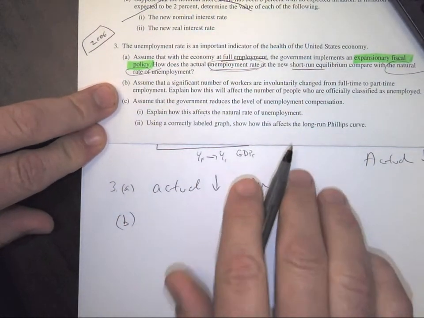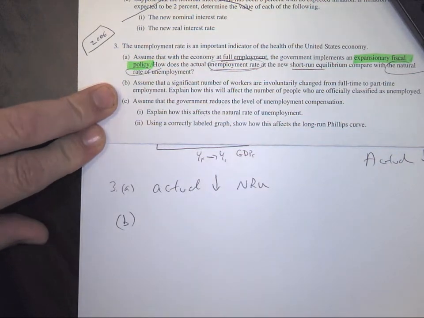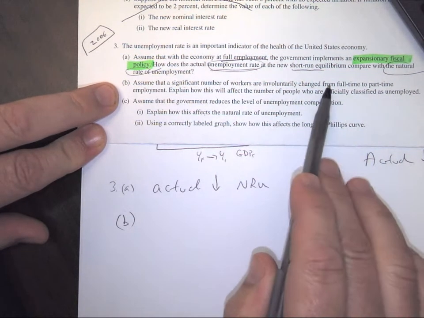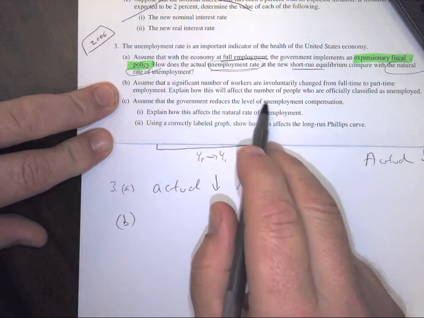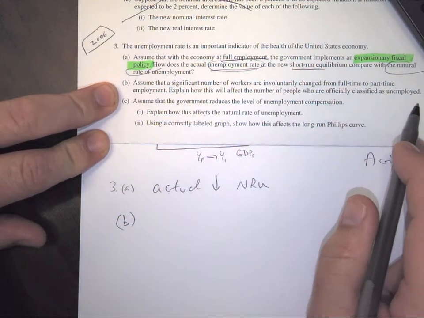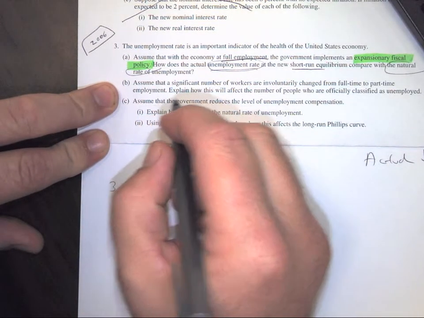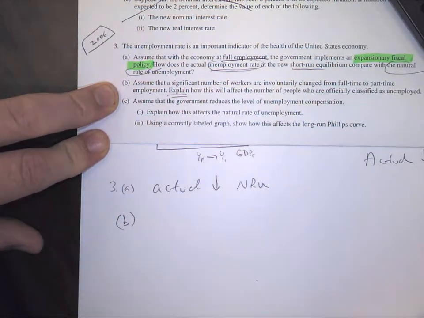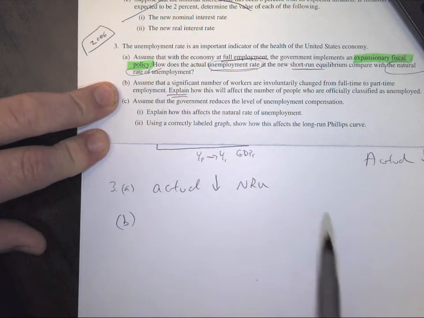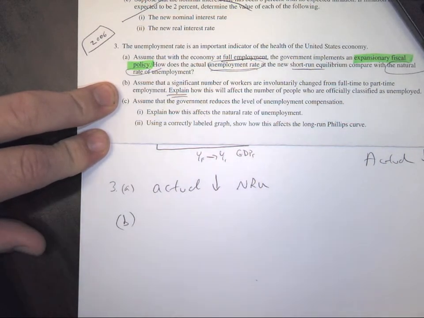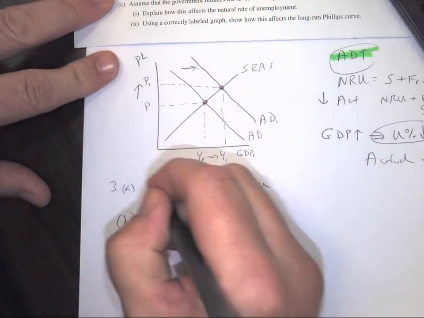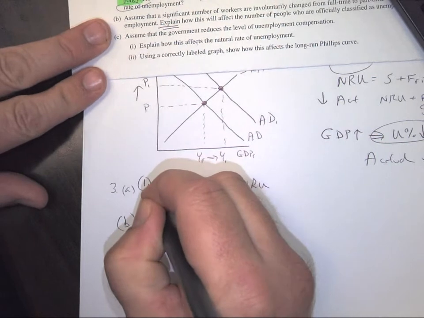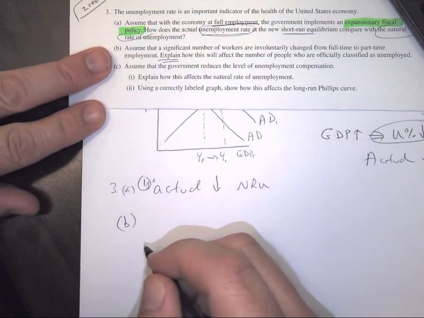They're saying assume a significant number of workers are involuntarily changed from full-time to part-time employment. Explain how this will affect the number of people who are officially classified as unemployed. Anytime you see show, illustrate, draw, graph, explain, command words mean points. Okay? So part B is going to be worth 2 points. And this question right here was only worth 1 point.